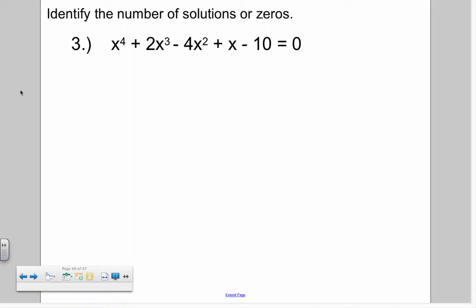So if we can identify the highest degree for our polynomial, we should be able to identify the total number of solutions or zeros. If I take a look at this polynomial, it is already in standard form. It goes 4, 3, 2, 1, 0, and my degree is 4. That means that I have a total number of 4 solutions according to the fundamental theorem of algebra. Not so bad. Okay, let's take a look at number 10.